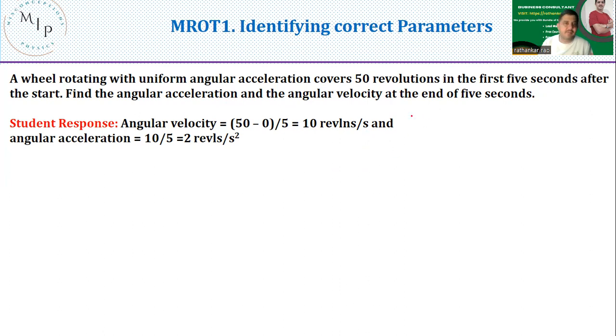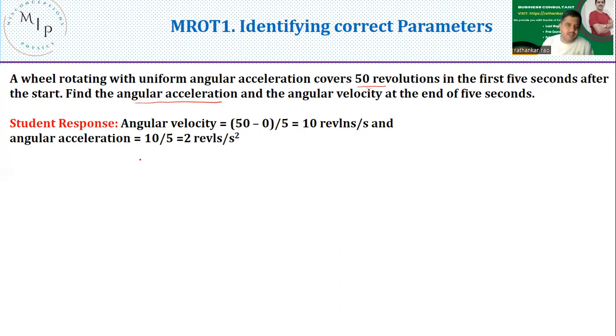So what do we need? We need angular acceleration. So they just consider 50 revolutions per second. They put this value, angular velocity is nothing but 50 minus 0 divided by the amount of time. Students generally consider that this value can be in the numerator, similar to what you have in the numerator for angular velocity.